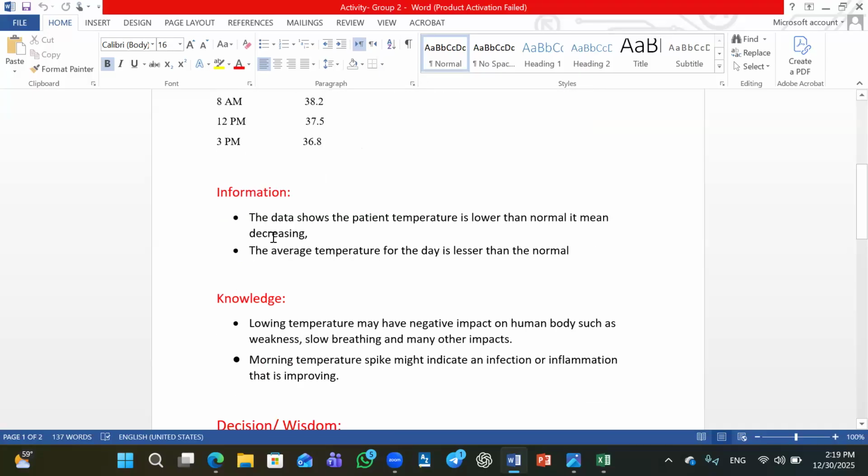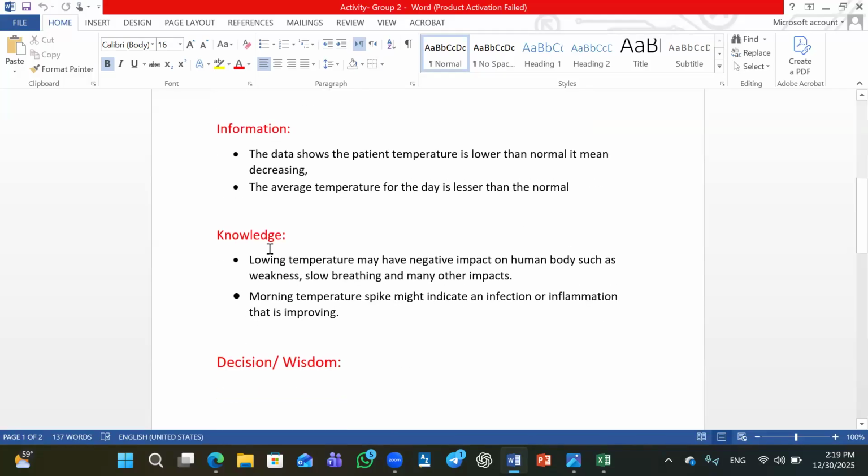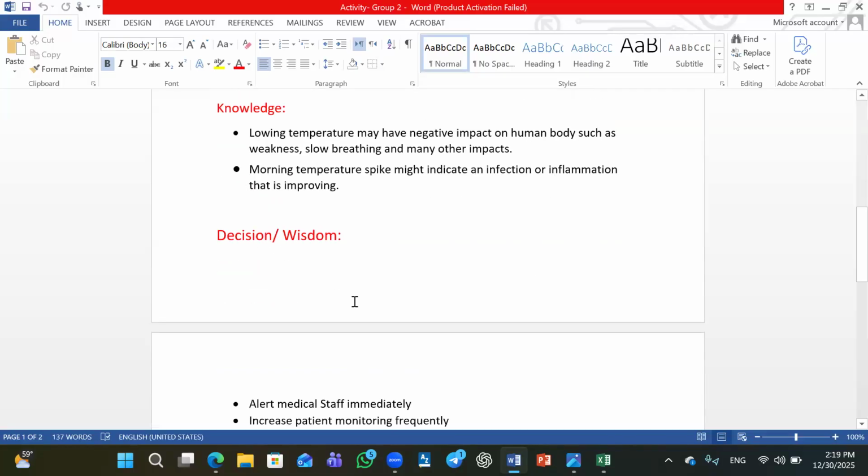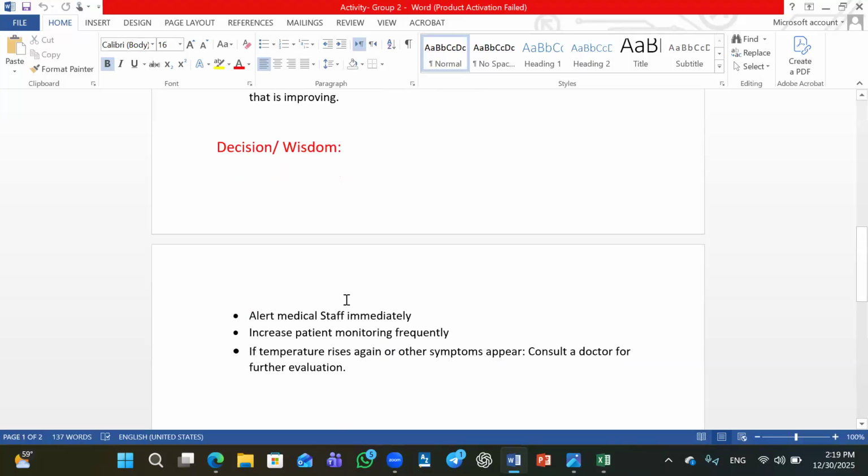And what's the information for this? The data shows the patient's temperature is lower than normal. It means decreasing. And also the average temperature for the day is lower than normal. So in this case, what is our knowledge? The knowledge that we are using here is that a low temperature may have negative impacts on the human body, such as weakness and slow breathing and many other impacts. And a morning temperature spike might indicate some infection or inflammation that is improving.